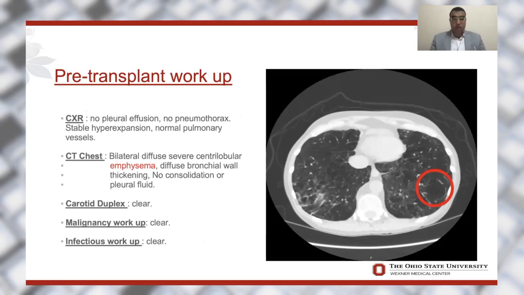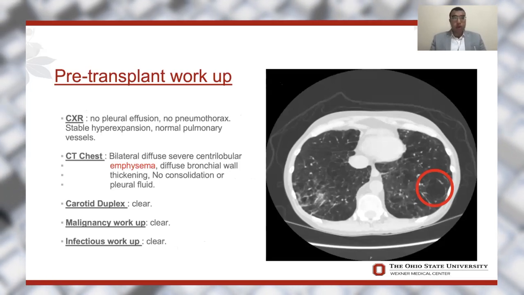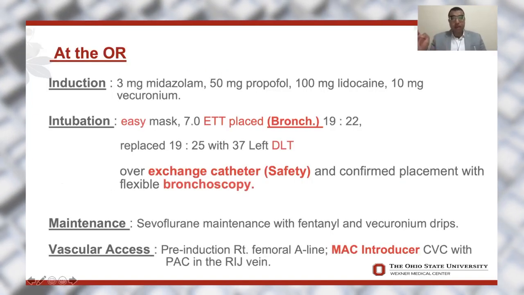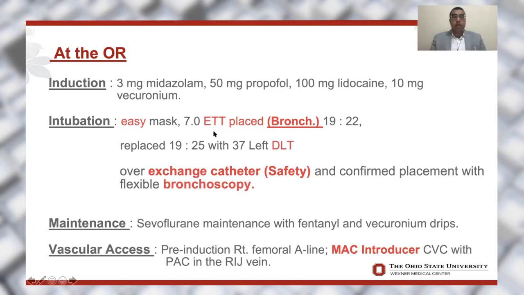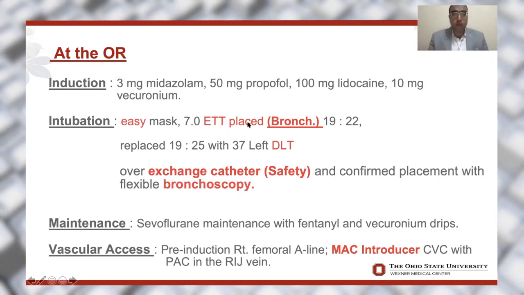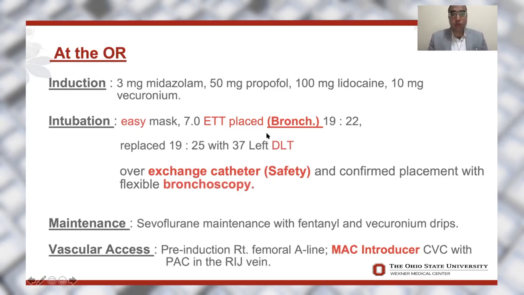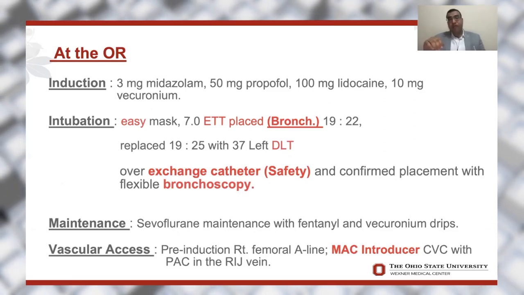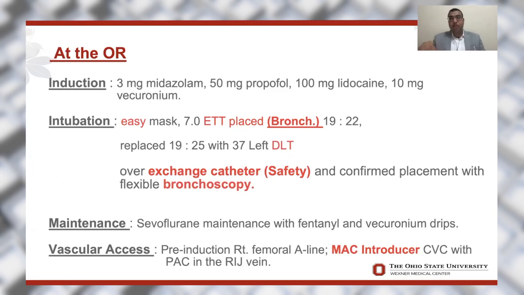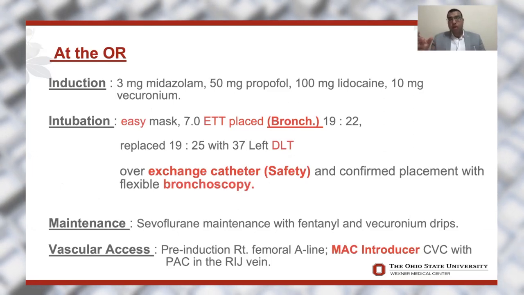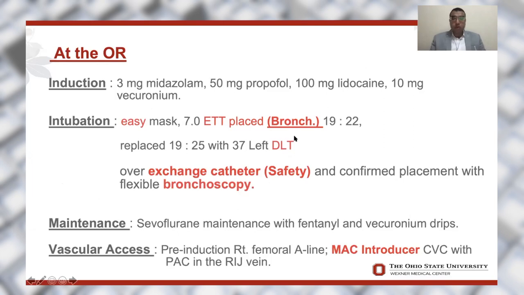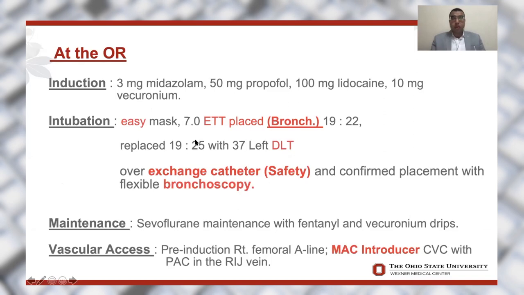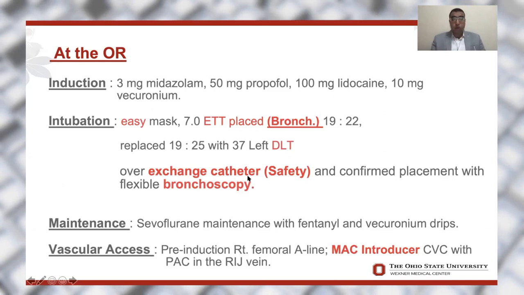Other investigations were normal. At the OR, after induction of anesthesia, I think this is a good chance to see what practically occurs at lung transplant. At Ohio State, we put an endotracheal tube. Why an endotracheal tube first before the double lumen tube? To make bronchoscopy. Why do we make bronchoscopy first? It's like a surgical preference to check the bronchial tree, do a little bit of suction. Then after doing the bronchoscopy, and for sure for any research study, we replace it with a double lumen tube over, for sure, an exchange catheter.